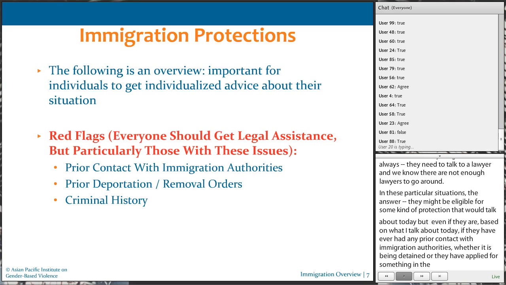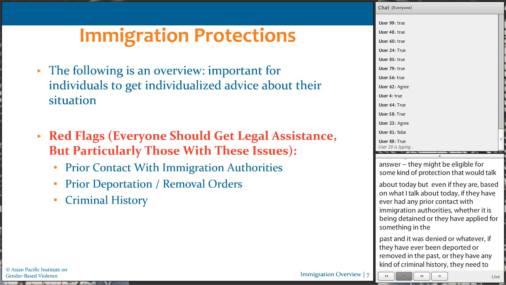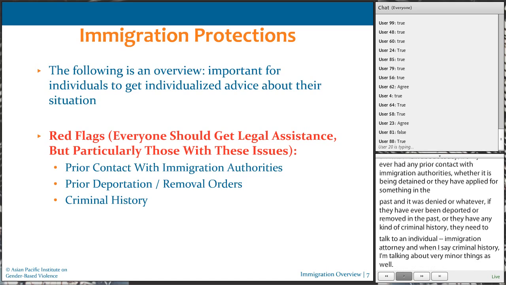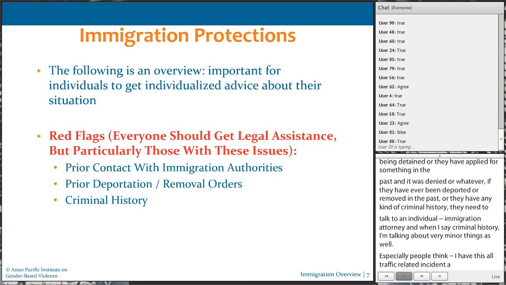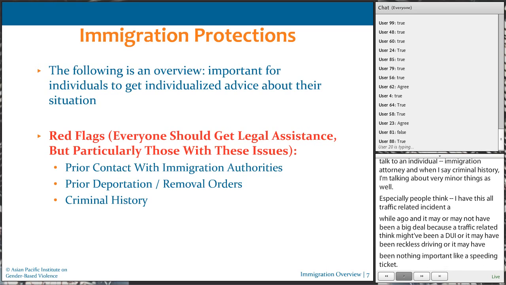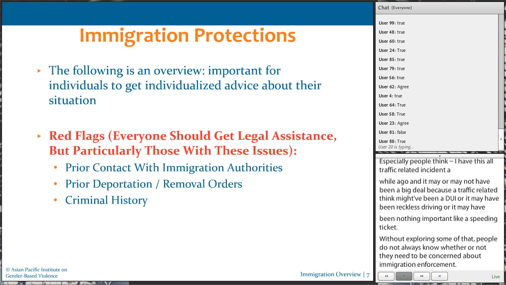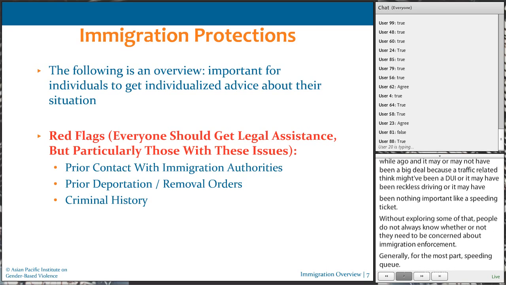And when I say criminal history, I'm talking about very minor things as well. People think, oh, I had this old traffic-related incident a while ago, and it may or may not have been a big deal, because a traffic-related thing might have been a DUI, or it may have been reckless driving, or it may have been nothing important like a speeding ticket. But without exploring some of that, people don't always know whether or not they need to be concerned about immigration enforcement. Generally, for the most part, speeding wouldn't trigger some kind of removal issue, but we want to make sure that folks actually know that that is what they have in their record, as opposed to some kind of criminal violation.